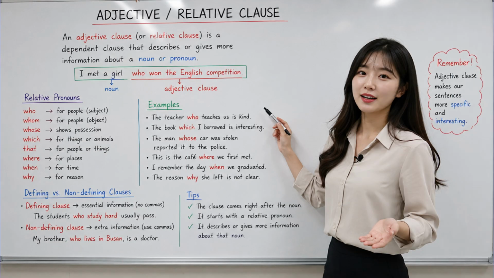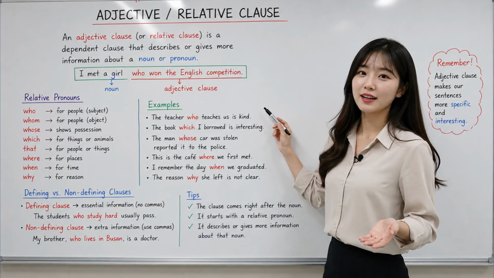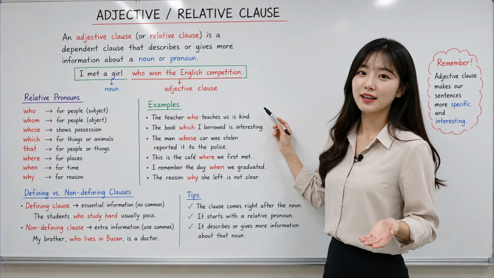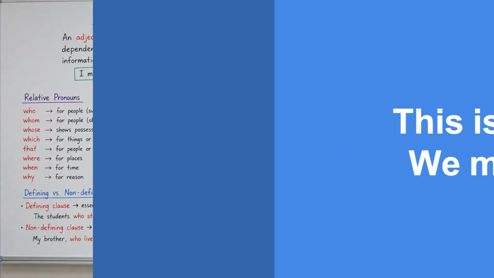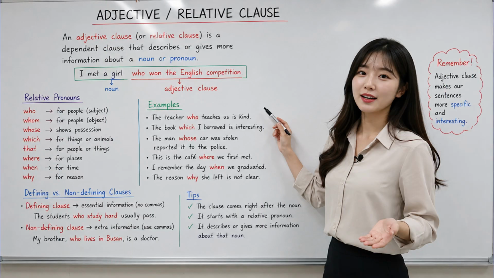Another example. I bought a phone. It was on sale. The combined sentence becomes, I bought a phone that was on sale. One more example. This is the cafe. We met there. We combine them as, this is the cafe where we met. Notice how adjective clauses make sentences shorter, smoother, and easier to understand.